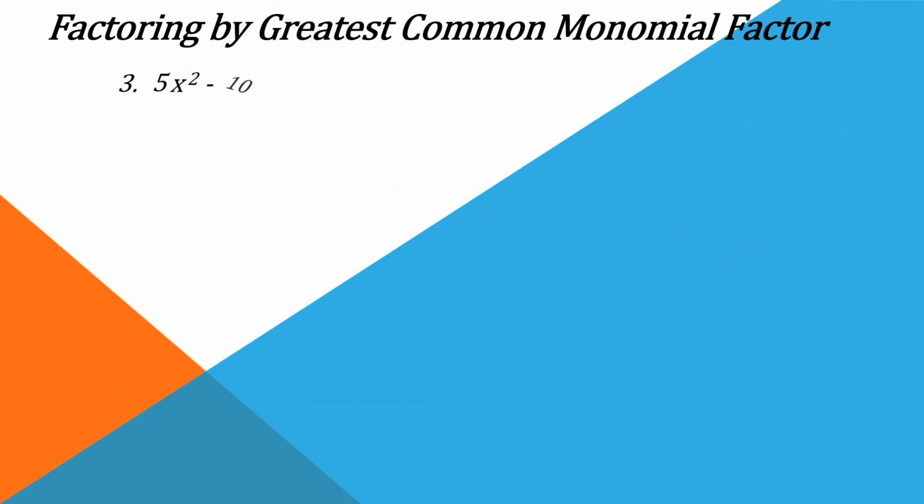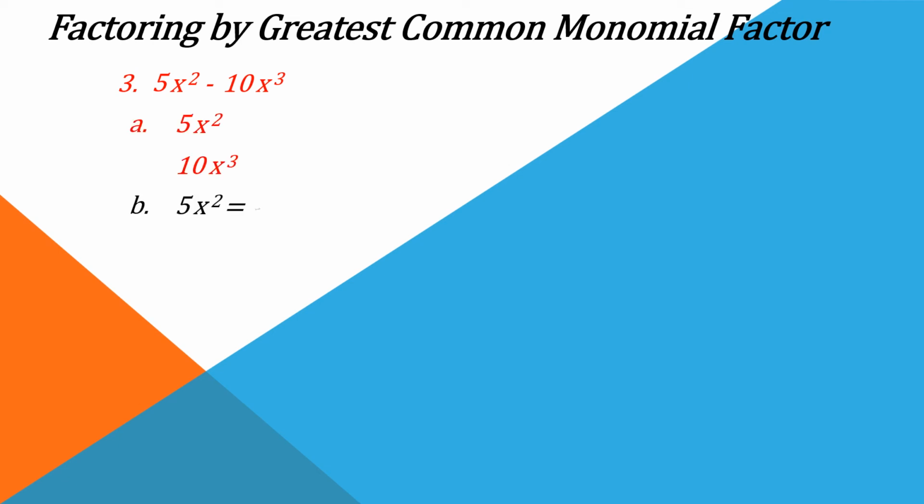Number 3 example, 5x squared minus 10x cubed. If you analyze this example, the first step is to find the number of terms. In this example, 5x squared minus 10x cubed, we have two terms: 5x squared and 10x cubed.